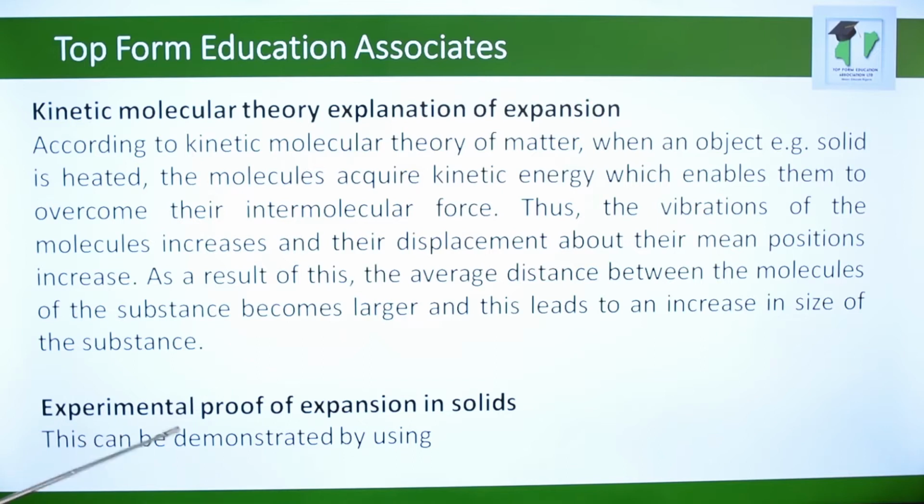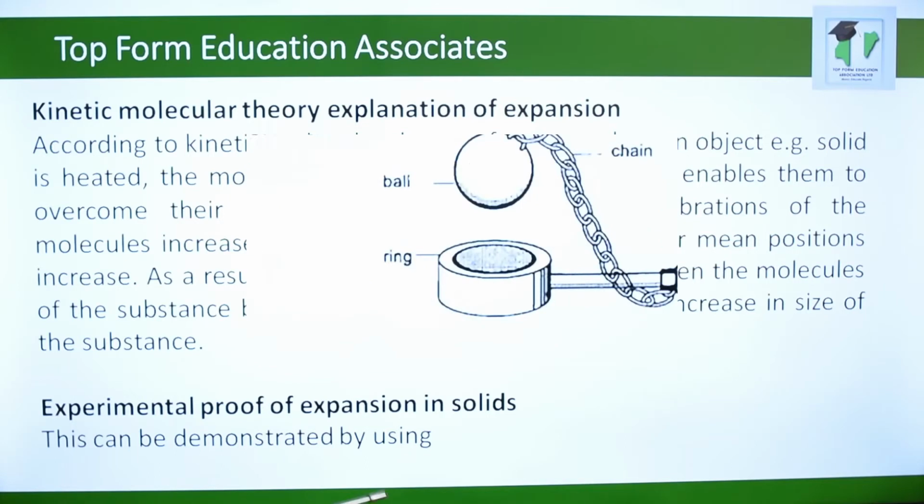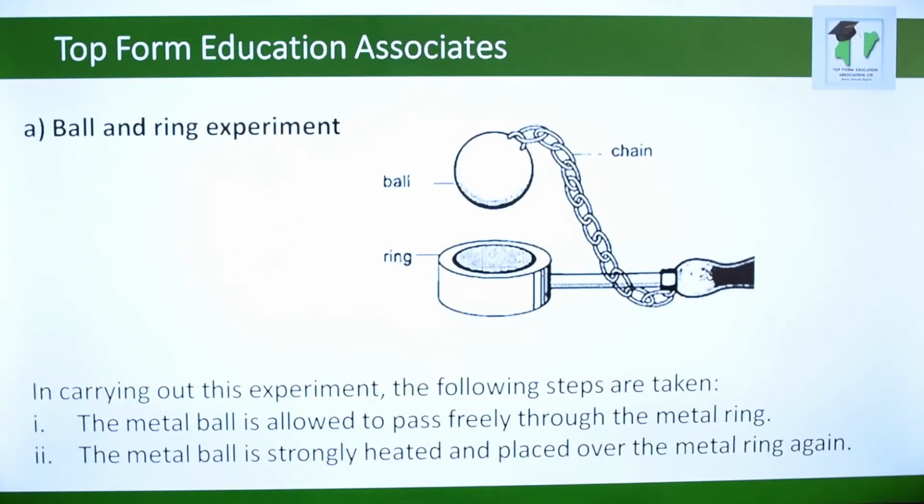And this leads to expansion of solids. Now, experimental proof of expansion in solids. How can we use an experiment to demonstrate this? This can be demonstrated by using the ball and ring experiment. This is the ring, this is the ball, and the chain holds the ball. Now let us look at the steps taken. In carrying out this experiment, the following steps are taken.